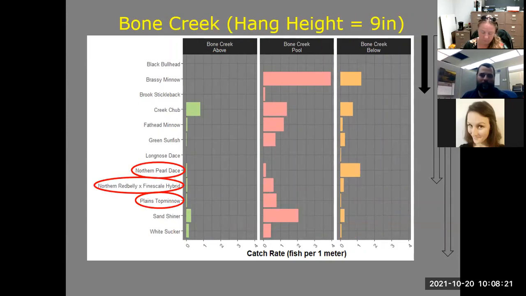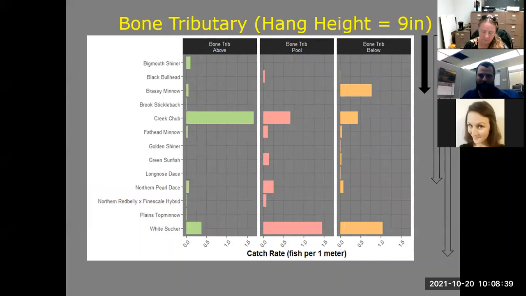And one thing I would just like you to take from this graph is the fact that for most of those species we have similar species between all 3 sites, but you tend to see a little bit lower numbers above than below, between the pool and below. So we'll move on to our next site. Once again, just a 9-inch hang height.